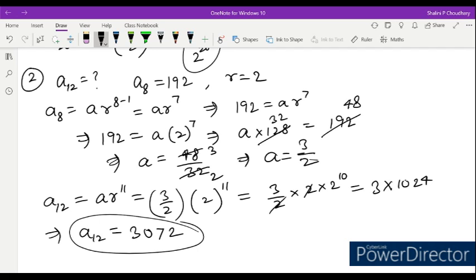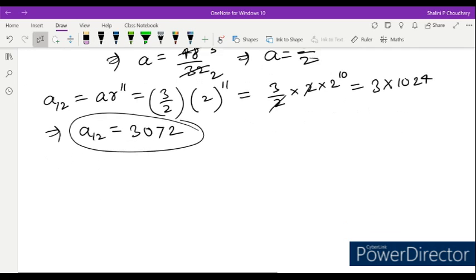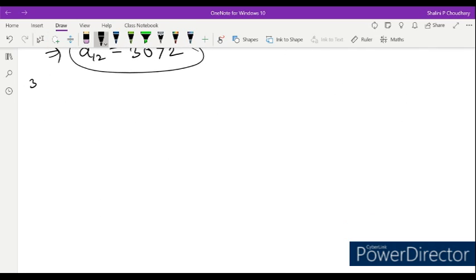Now we'll move to question number 3. The 5th, 8th and 11th terms of a GP are given as p, q and s respectively. So what is given? First of all, we'll write the fifth term: a r to the power 4 will be equal to p. Next, the 8th term will be a r to the power 7, that will be equal to q, and the 11th term a r to the power 10 will be equal to s. Now what you have to prove?